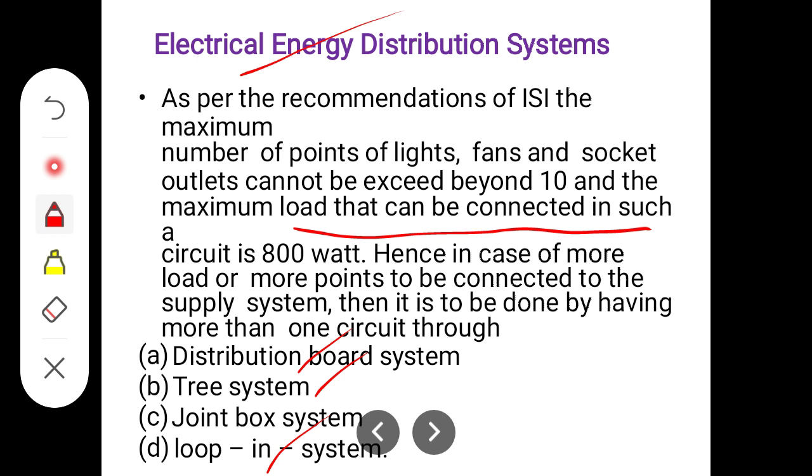The distribution system as per ISI Indian standards: the number of points, that is lights, fans or sockets, should not exceed 10, and the maximum load for each sub-circuit is 800 watts only. Hence in case of more load, more points should be kept on a separate sub-circuit. So: distribution board, tree system, giant box system, loop system.